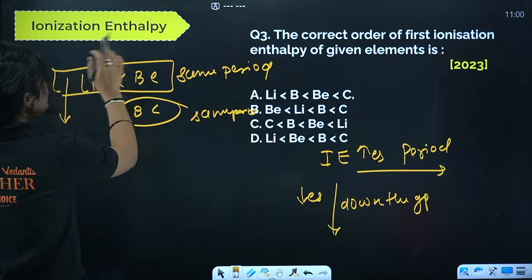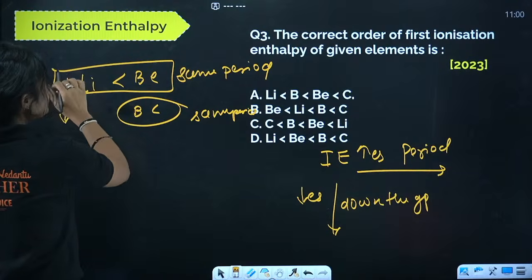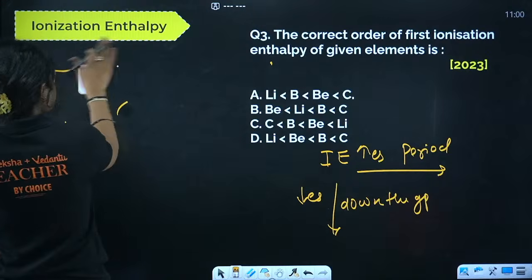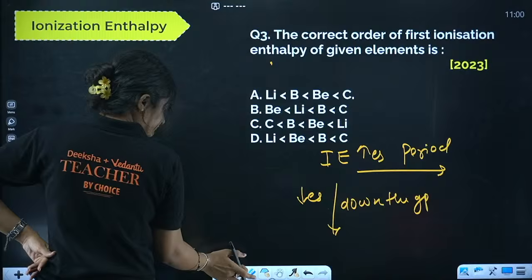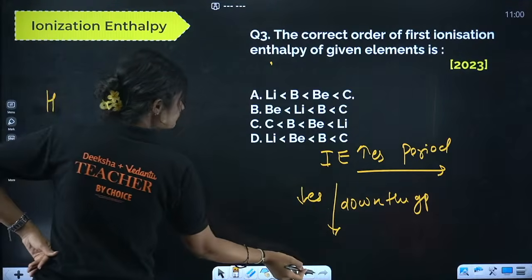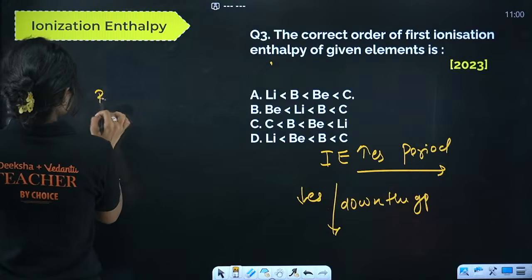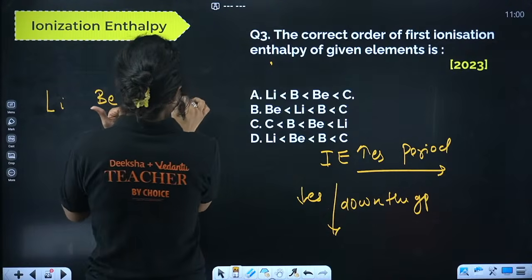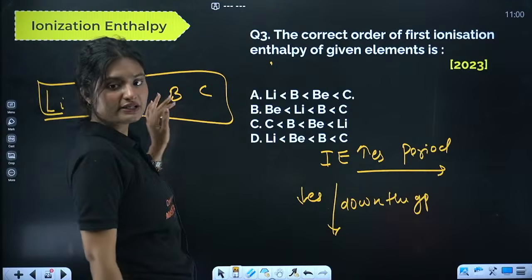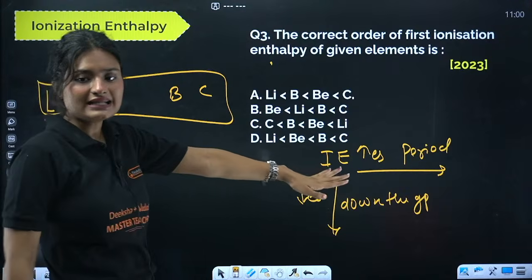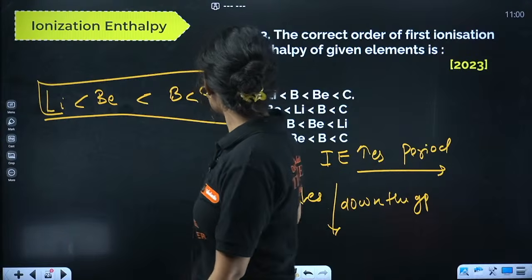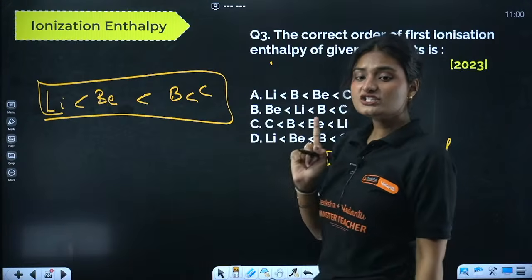Lithium, then beryllium, then boron and carbon. They all belong to the same period, and along the period we know that ionization energy increases. So this should be the order. Do we have this option? Yes, we do. But that is not the correct answer.